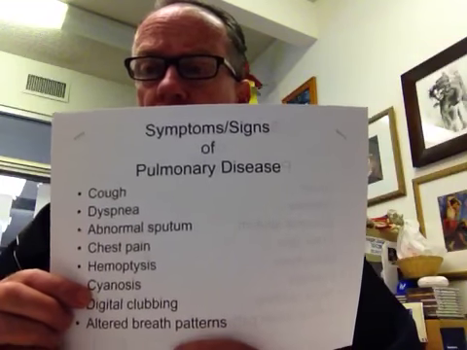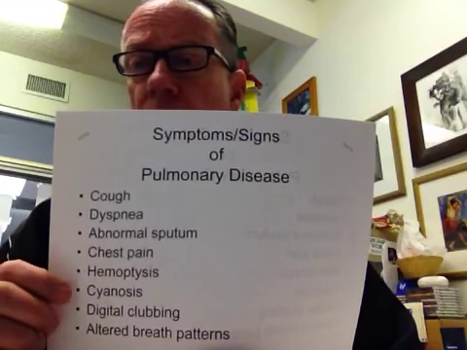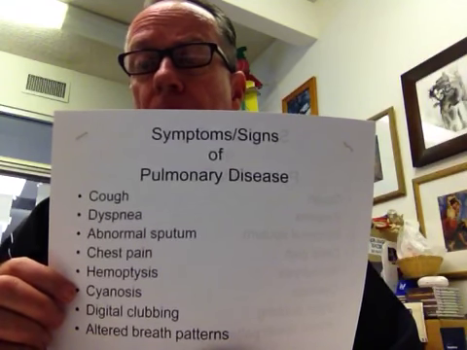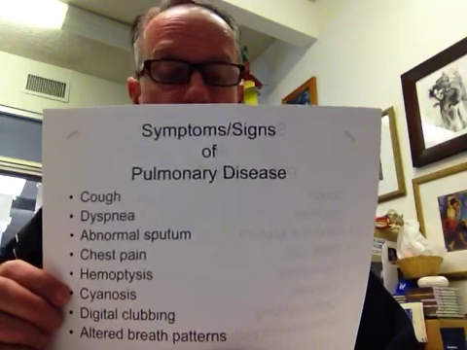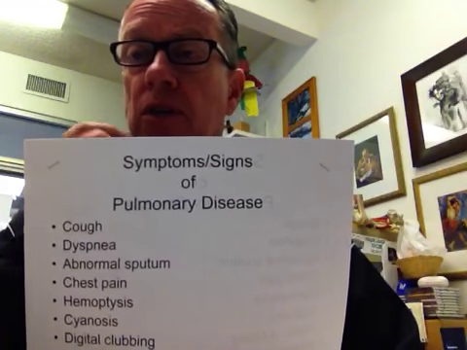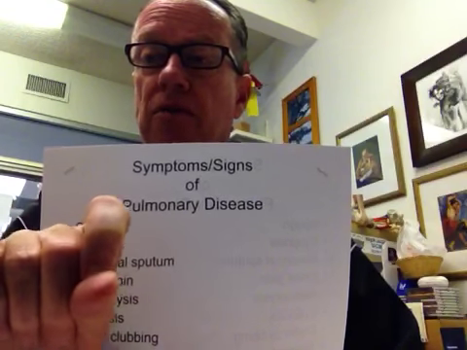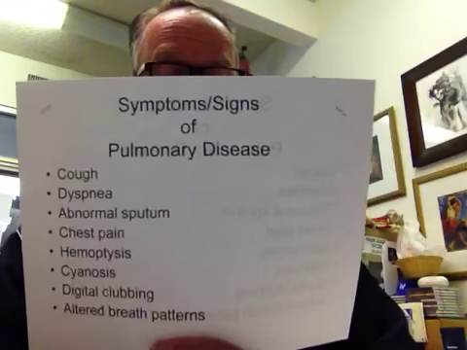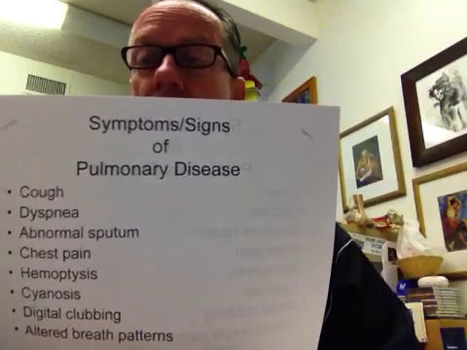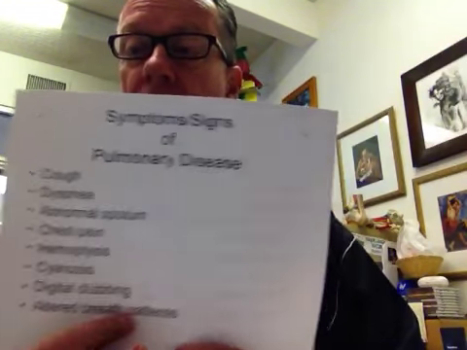And then cyanosis, you're familiar, if there's not good oxygen saturation, the person is low on oxygenated blood, typically around the mucous membranes, the beds of the nails. The person could be bluish. And then we've talked about clubbing of nails, and we'll spend some time in lab on altered breathing patterns.